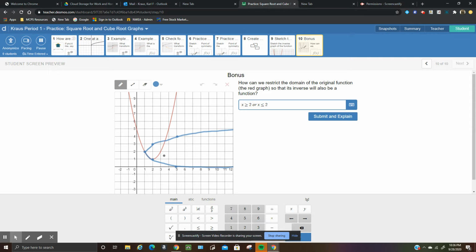All right, so in order to get the inverse to be a function, then I have to have either just the right side of the graph or the left side. And I would start at this vertex here. So x greater than or equal to 2 would be the right side, less than or equal to 2 would be the left side. And then the inverse would also be a function. All right, that's it.